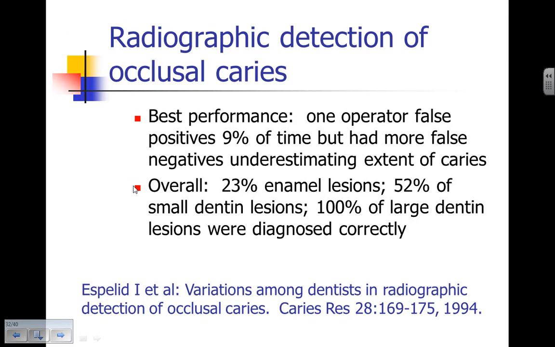Overall, 23% of the enamel lesions and 52% of the small dentinal lesions were diagnosed correctly. Of the large dentinal lesions, 100% were diagnosed correctly. And you can see radiographic interpretation of occlusal caries is a slippery slope. It's very difficult to do.